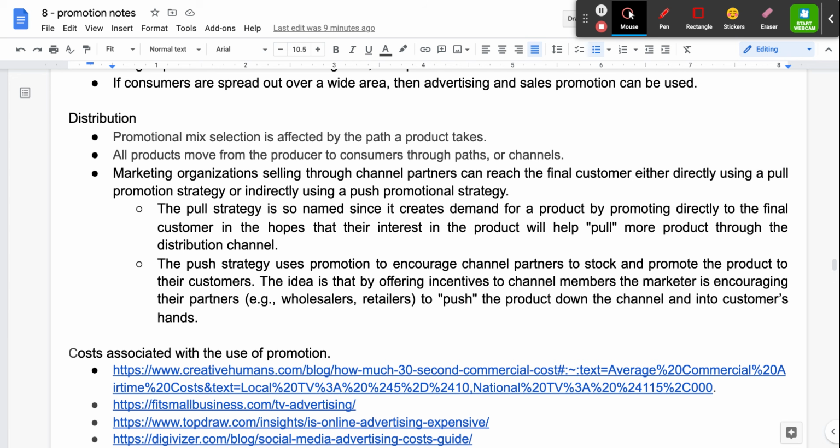So we're going to advertise and hope that people want it, and people are going to create that demand for it. They're going to ask the retailer to carry it, and that's what's going to pull that item into their market. The opposite, we look at push strategy, uses promotion to encourage channel partners to stock and promote the product to their customers. The idea is that by offering incentives to channel members, the marketer is encouraging their partners to push the product down the channel and into customers' hands.